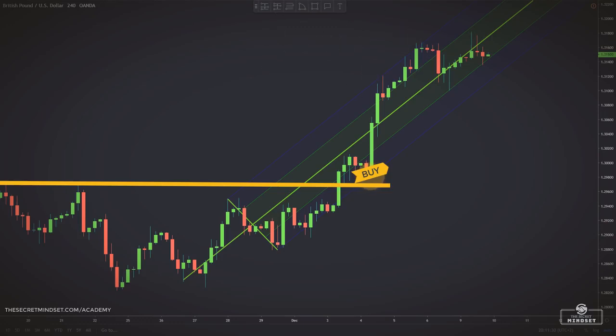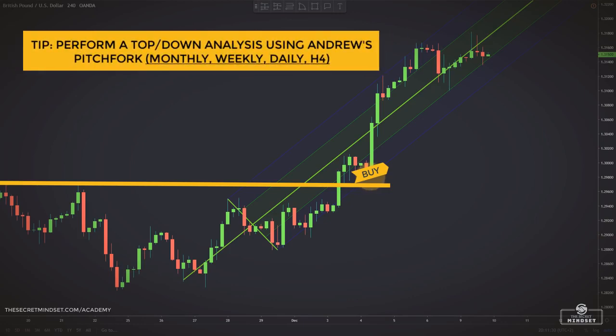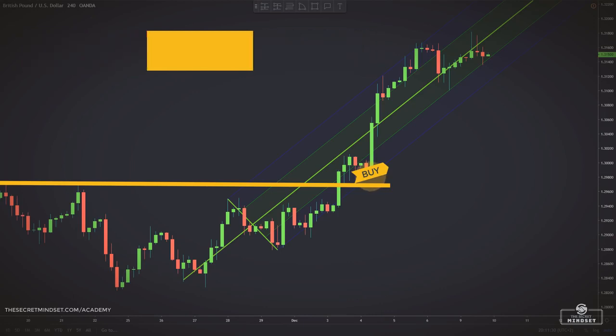Here's one last important tip. A great way to use this tool is to perform a top-down analysis, meaning to study all timeframes. Start with the biggest one, the monthly timeframe, and continue with the weekly chart, the daily, and the 4-hour one. A multi-timeframe analysis with Andrew's Pitchfork will result in a better understanding of market conditions.